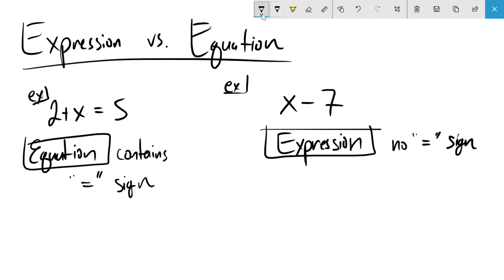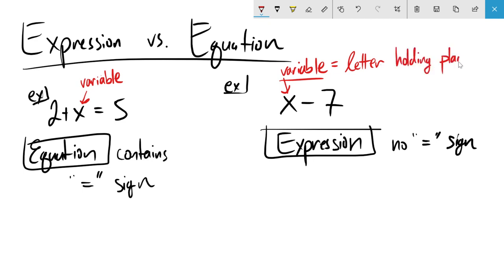Now, this right here, we're going to jump right in, using variables. Okay, so these are examples of variables. What is a variable? It's a letter, true, usually. And what were you going to say? It's an unknown number. Exactly. It's an unknown number. It's a letter that's holding the place of a number. And that number is not necessarily known.